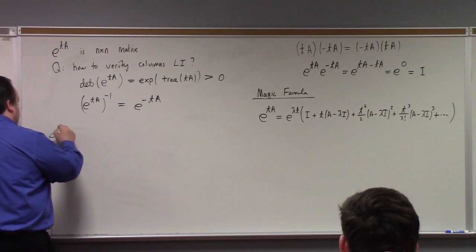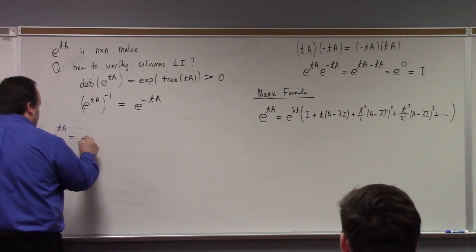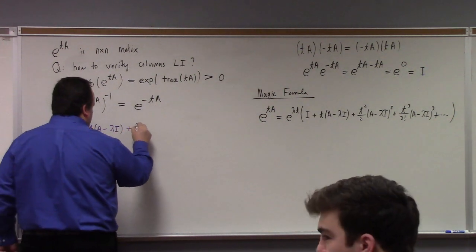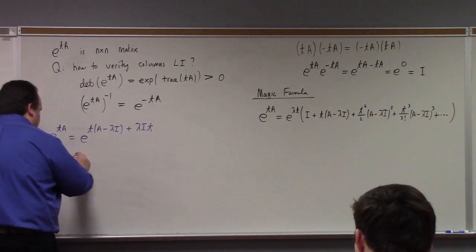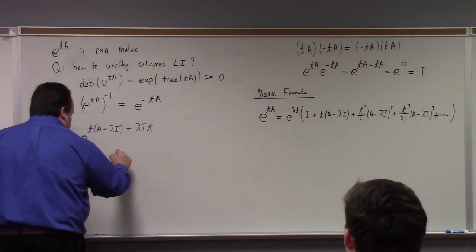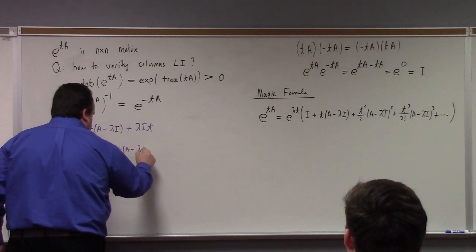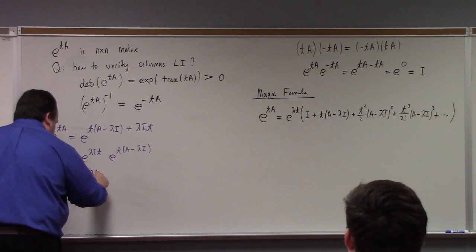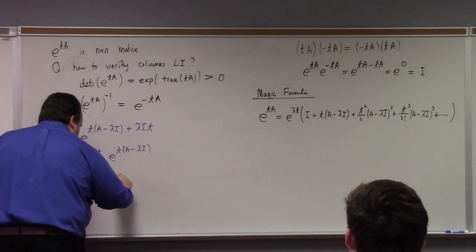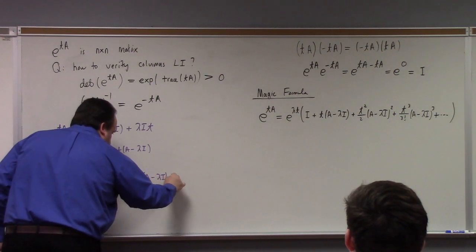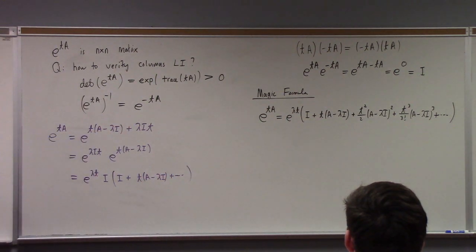Check it out. e to the tA, use your imagination, is e to the t(A minus lambda I) plus lambda I t. But lambda I t commutes with everything, so I can rewrite this as e to the lambda I t times e to the t times (A minus lambda I). Now e to the lambda I t is just equal to e to the lambda t times the identity matrix. But the other factor busts out into the series that you see over there. That's that. So it's just adding 0.